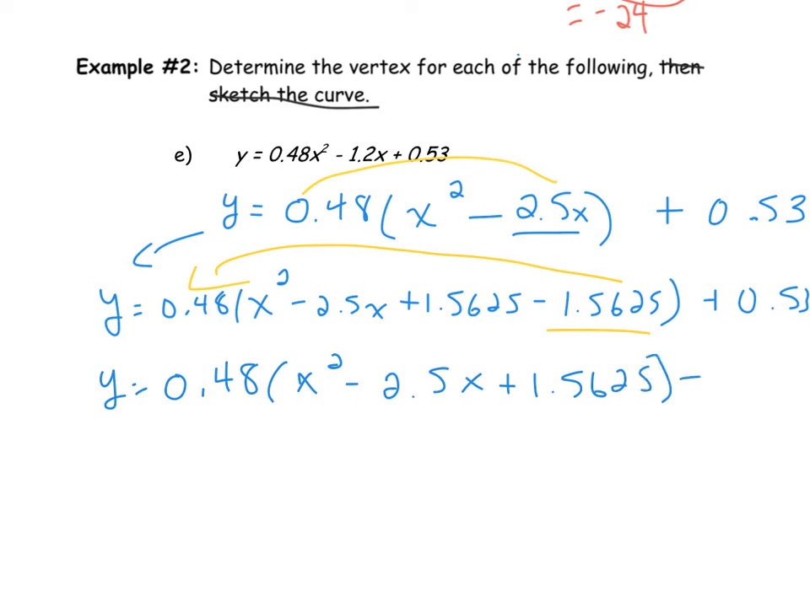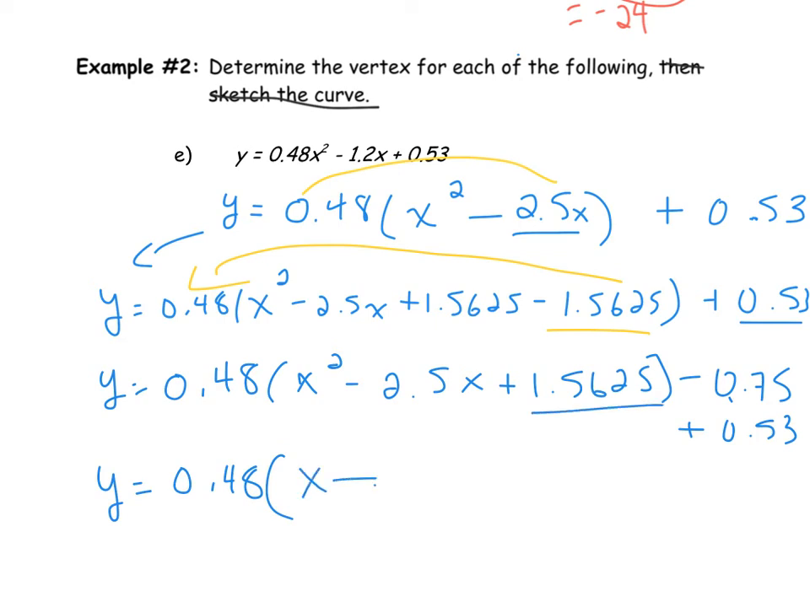minus 0.75, and then of course I still have the plus 0.53. Okay, now I'm in my final step where I'm just going to clean everything up. 0.48, I'm going to take the square root of x squared, which is x, sign of my middle term, square root of 1.5625, which should be 1.25, all squared, and then I'm going to sum up the last terms, and that gives me, unless I'm mistaken, please correct me if I'm wrong, 0.22.